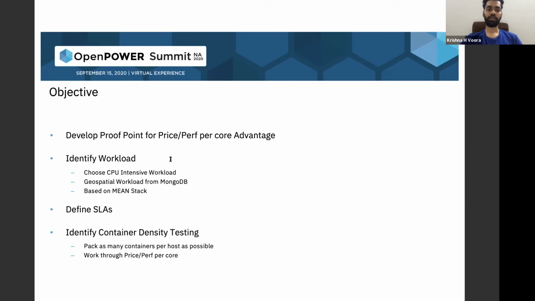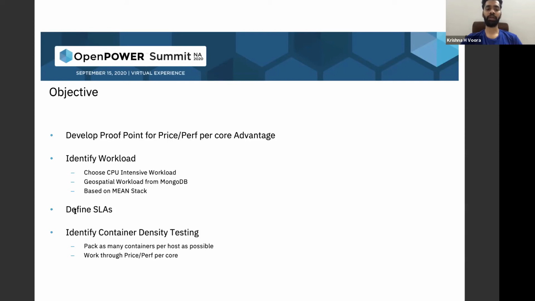In order to do that, we identified a geospatial workload from MongoDB's website, which was loosely based on the MEAN stack. For the audience who do not know what the MEAN stack is, it is based on MongoDB, Express.js, AngularJS, and Node.js. And the nature of the workload was such that we could tamper with it accordingly to make it a CPU-intensive workload.